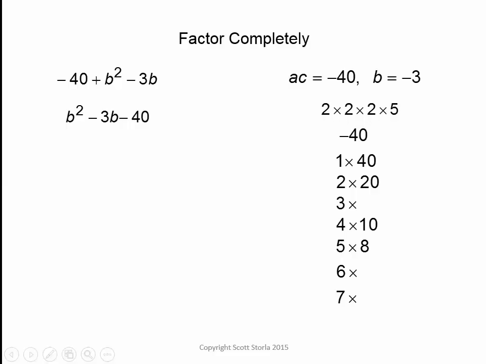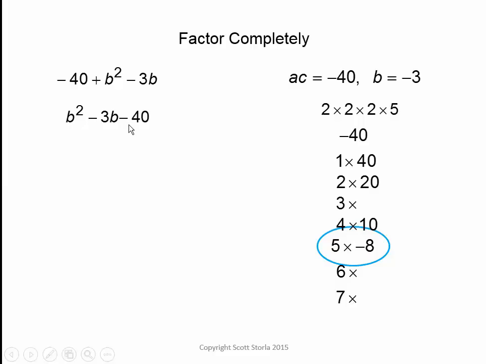Since there's no factor of 3, there can't be a factor of 6. And there's no factor of 7. I now look for a pair which might add up to negative 3. This one would, but only if the 8 is negative. I now make sure both criteria are met. 5 times negative 8 does give me negative 40. 5 plus negative 8 does give me negative 3.